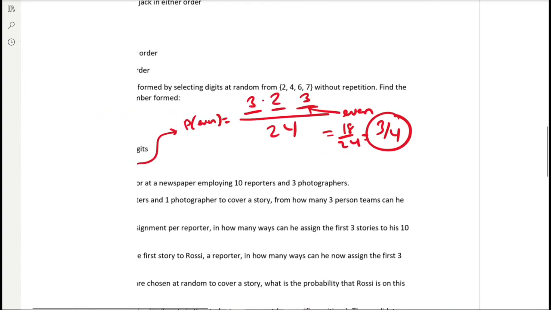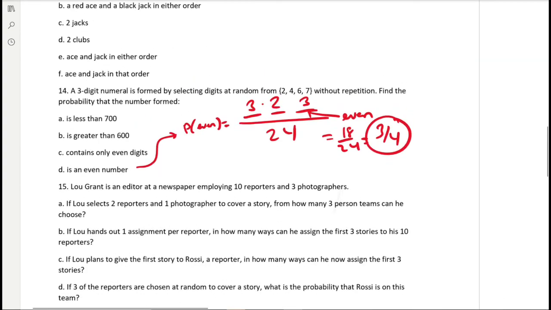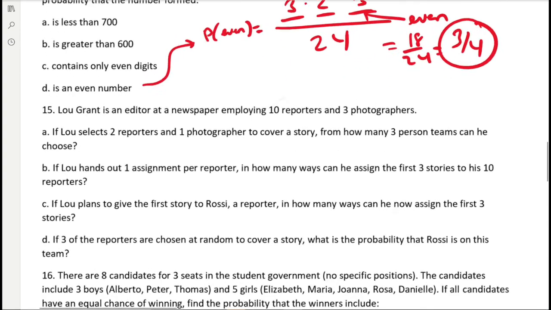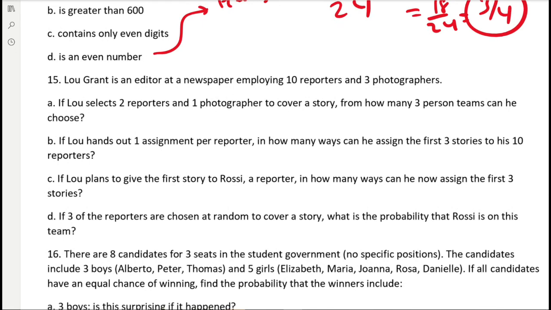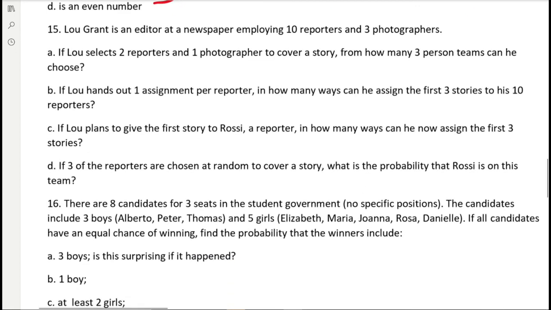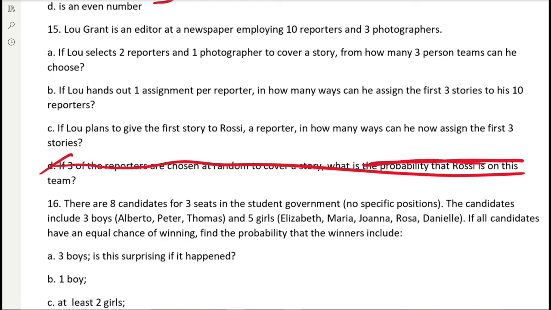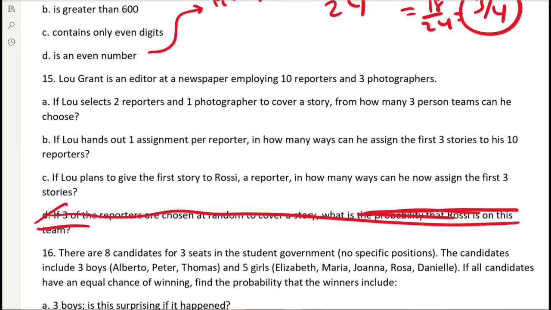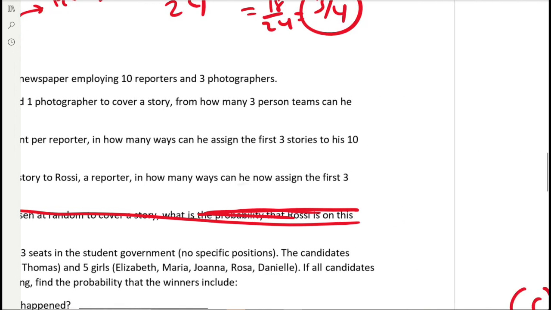All right. So let's do number 15. Lou Grant is an editor at a newspaper employing 10 reporters and 3 photographers. Part D is a question that we ended up tossing out, so we're not doing part D. Okay, so if Lou selects 2 reporters and 1 photographer to cover a story, from how many 3-person teams can he choose?